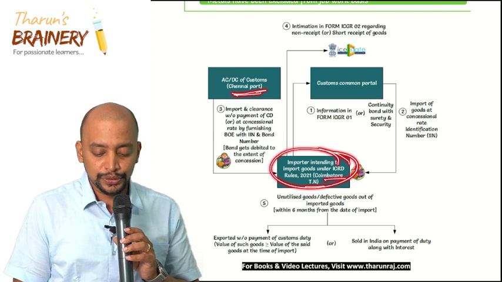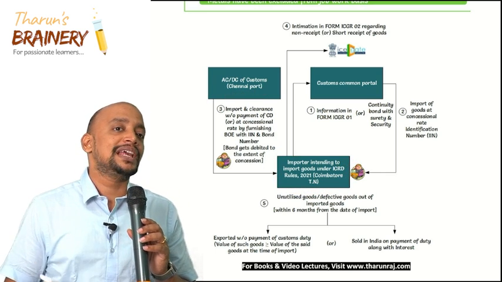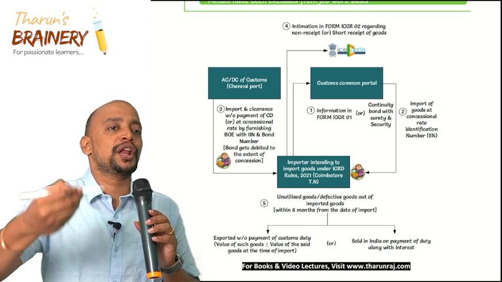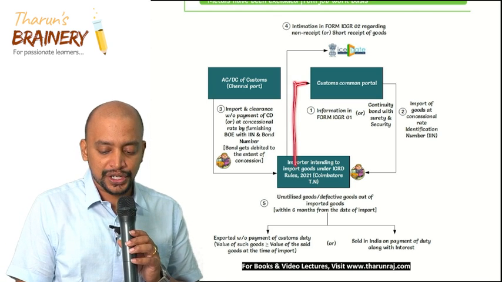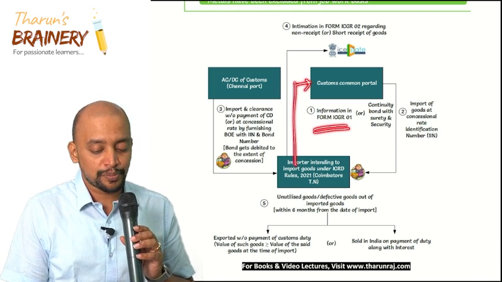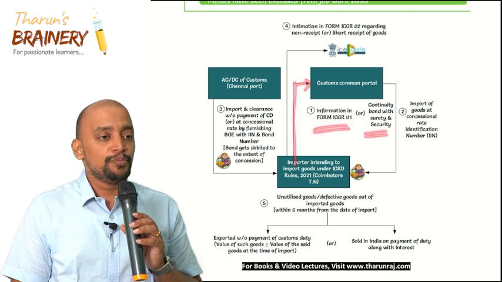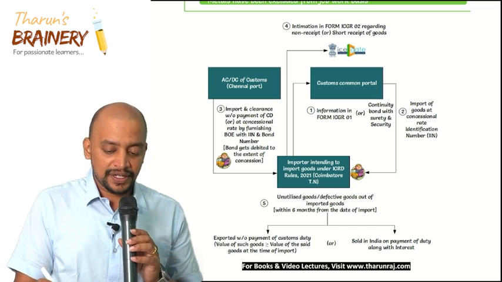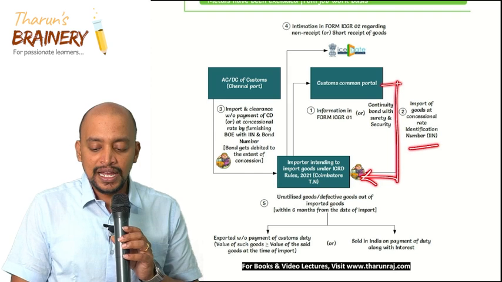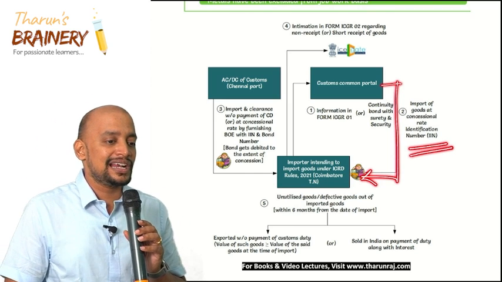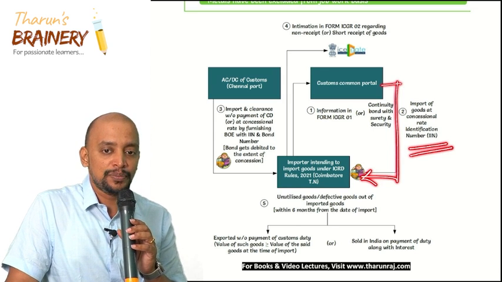You are located in Coimbatore and you need to import goods into Chennai port. First, you make an application that you are eligible for import of goods without payment of duty or at concessional rate. That application you will make in the Customs Common Portal in form ICGR1, and you will also execute the bond and security. Thereafter, the Common Portal will give you the approval, and the approval will be an import of goods at concessional rate of duty identification number. So, one IIN will be given to you.